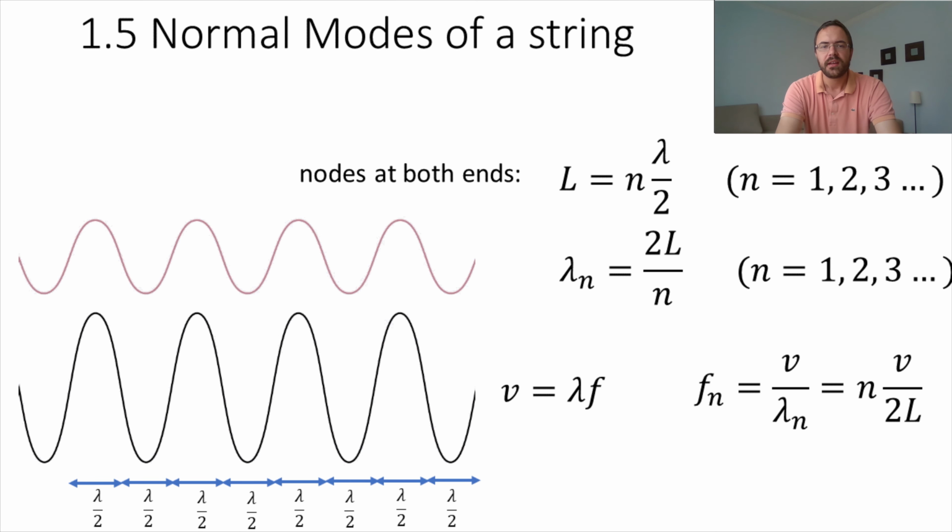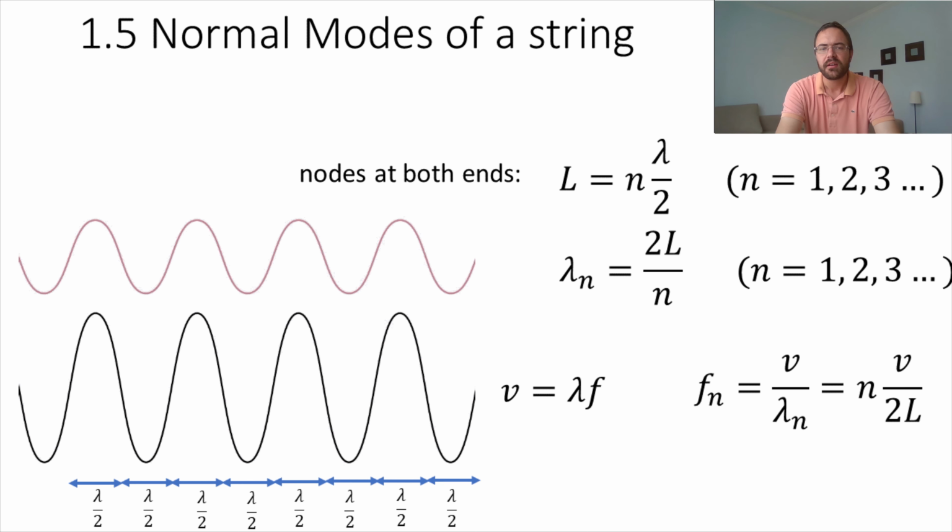Last time, we saw that the nodes are separated by lambda over 2. Now, if you don't remember this, I urge you to watch the previous video again, because I will assume that you know this here. So we consider now the fact that the string is fixed on both sides. So this means that there must be a node at both ends. So the length of the string has to be a multiple of lambda over 2. So we can write L equal n lambda over 2, where n is going to be an integer number equal to 1, 2, 3, and so on.